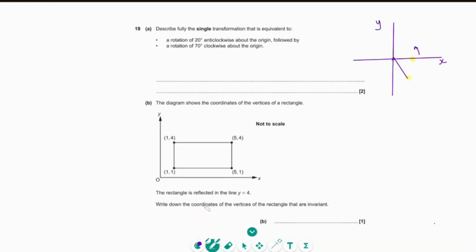So what would be the single transformation? Well, I've ended up here, so it would be from this yellow dot to this yellow dot. It would be a rotation of 50 degrees clockwise, centre the origin, or 0, 0.